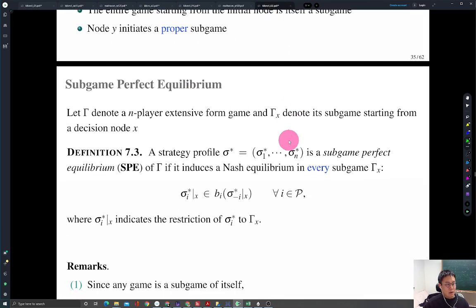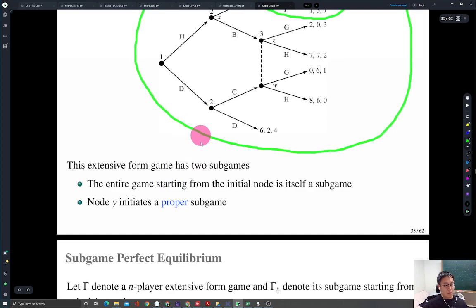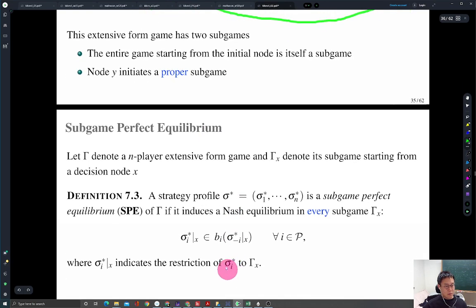All right. Now I'm going to define subgame perfect equilibrium based on this notion. But to illustrate this, we have to define the restriction of a strategy to a possible subgame. So let me define sigma_i given x.